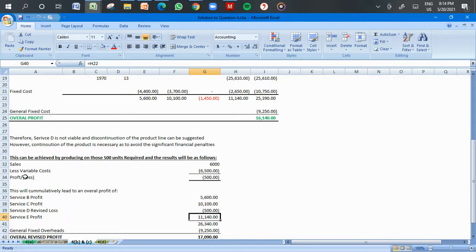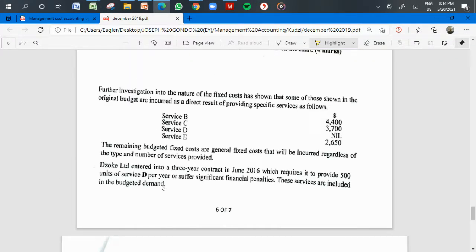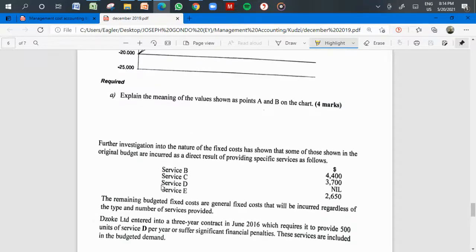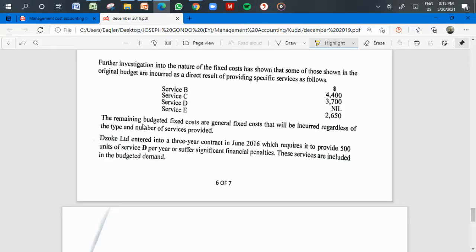However, the continuation of the product is necessary to avoid significant financial penalties. Zokel Limited entered into a 3-year contract in June 2016, which requires it to provide 500 units of service D per year or suffer significant financial penalties. These services are included in the budget demand. So it was not possible to discontinue service D, even though it was making a negative contribution, because its continuation was in terms of a contract. This is how you would think in an examination situation.